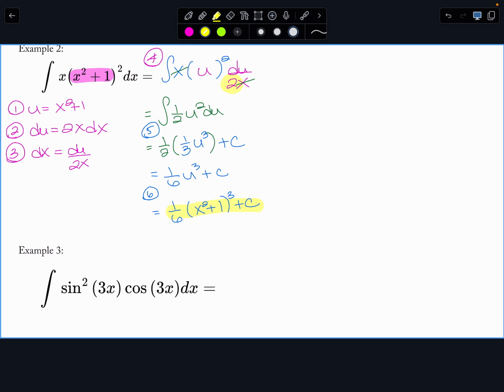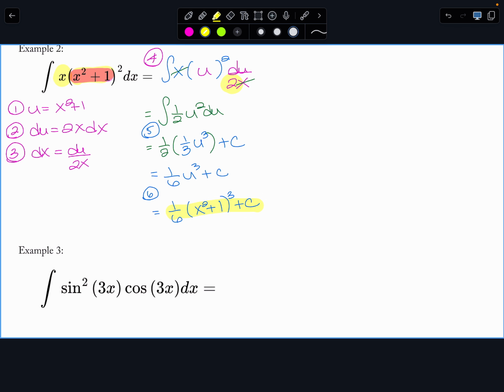No, because the u that you let u be equal to should have a derivative relationship with what you're trying to cancel out. So here in this case, my u has an x squared plus 1, and when I take my derivative, I'm left with an x. The only exception to that is the last question.